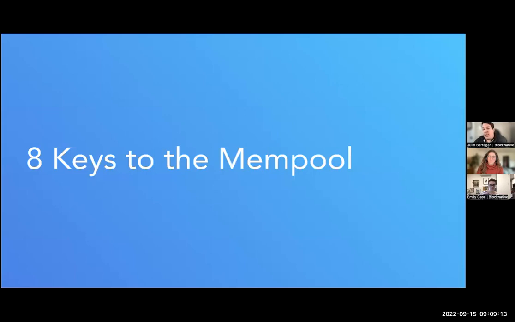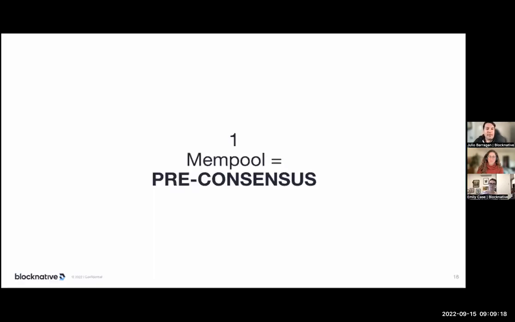So when we think about the mempool, there's sort of 8 key things you need to understand. Number 1, mempool equals pre-consensus. The first thing that people find very disorienting about dealing with mempool data is it is by definition pre-consensus. It's the place where transactions go while they're waiting to be confirmed, as the network basically forms consensus around which transactions to be included in the block. Because the mempool is before any of that happens, it's literally pre-consensus, which basically means no consensus.